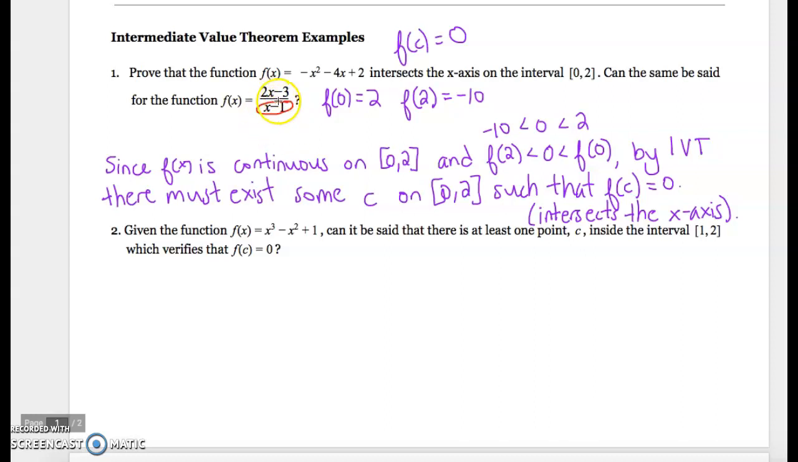What's the problem with this? The problem is that I know one place where this function would be discontinuous, right? If I plug 1 into this equation, I end up with an undefined answer because I get 0 in the denominator. So automatically, I can't use the IVT on this function because it doesn't satisfy this first piece that I need to satisfy. My function isn't continuous on the interval 0 to 2 because 1, the troublemaking part, is in that interval. So no, the same cannot be said for this function.